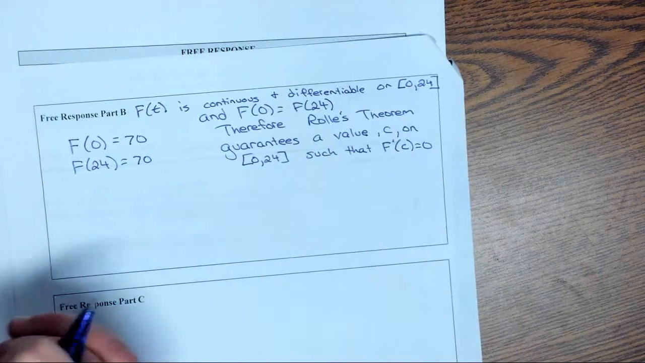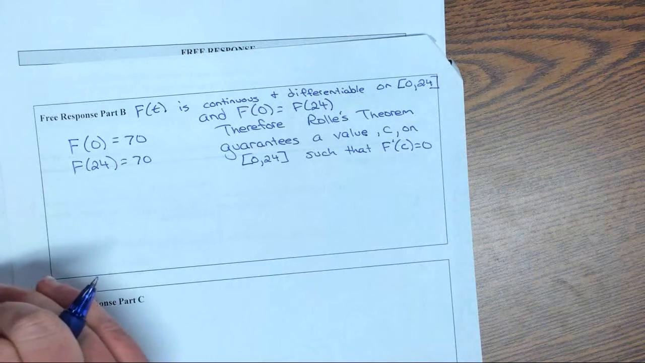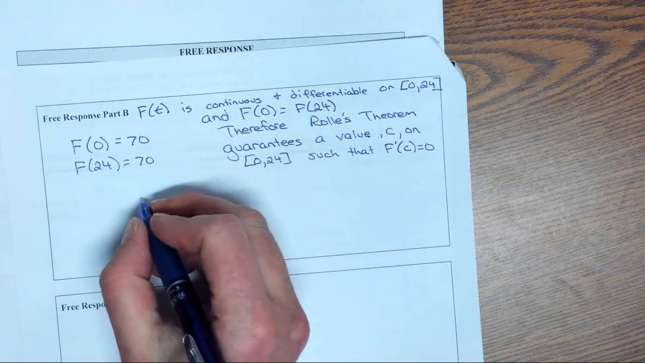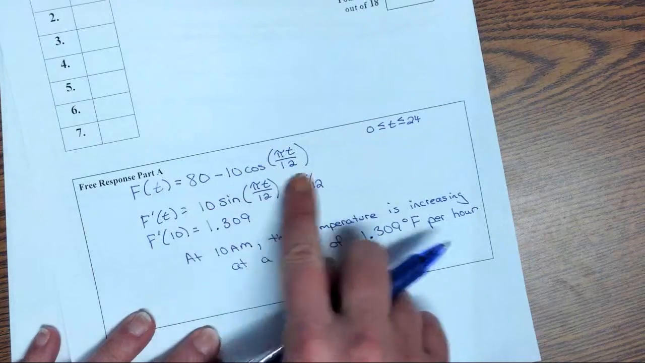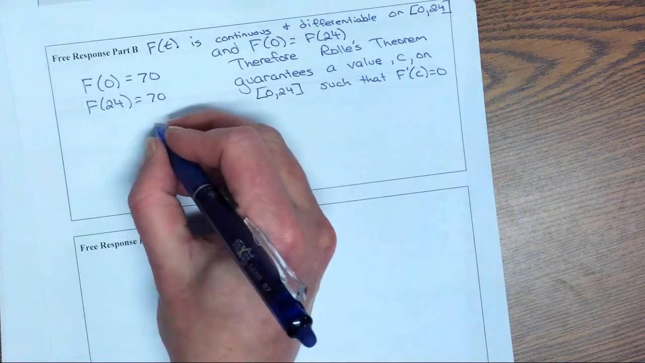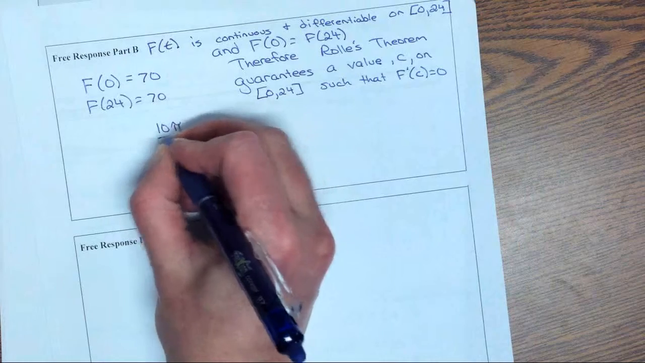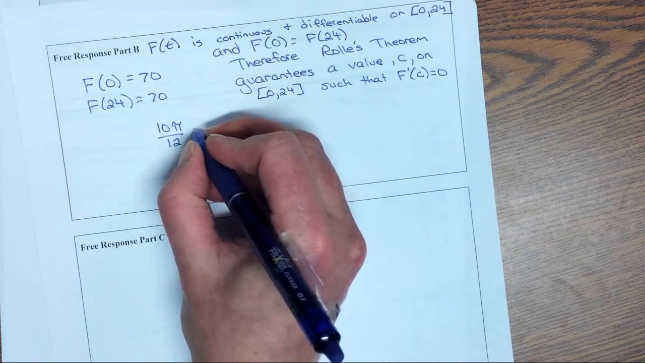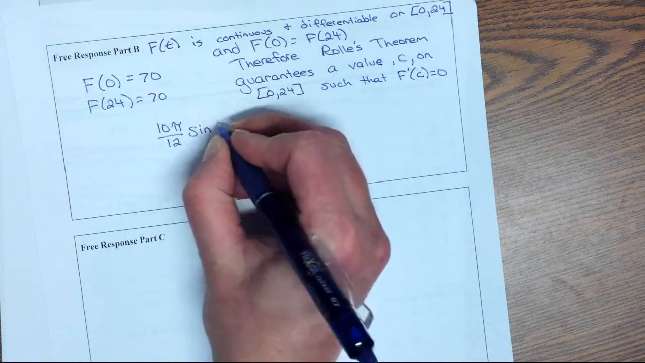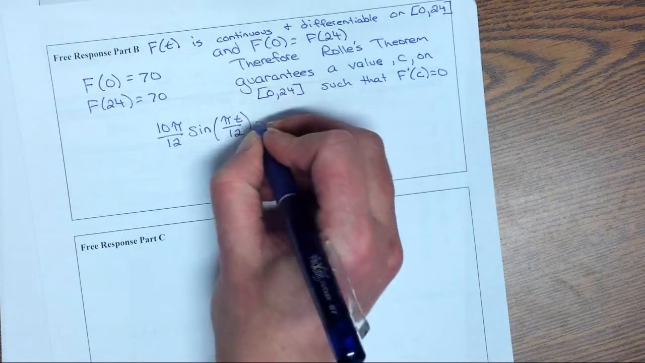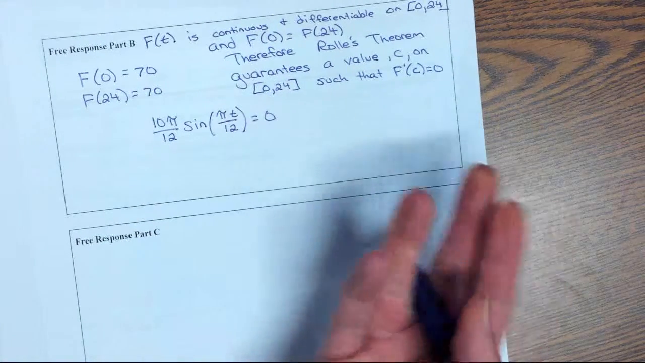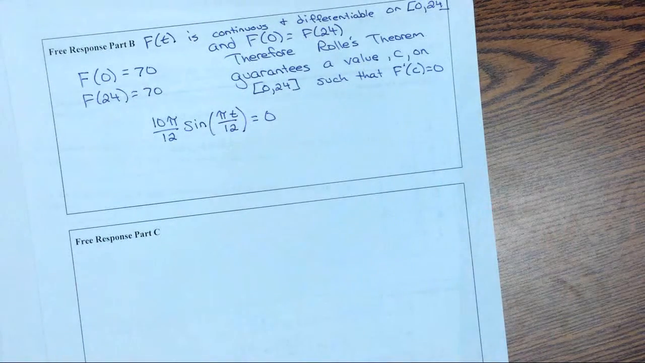The next part of B was actually to find that. I'd already taken the derivative, and I'm just going to clean it up a little bit. I'm going to take the 10 and multiply it with that just to make it prettier. So 10 pi over 12 sine of pi t over 12 equals 0, and I'm solving that equation for t. Do they care how I solve it? Not at all.